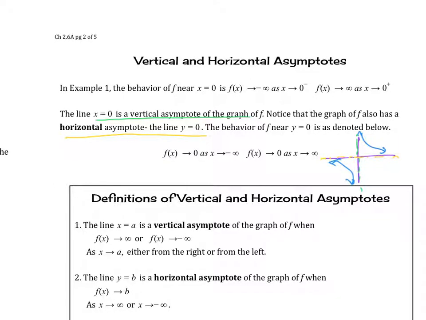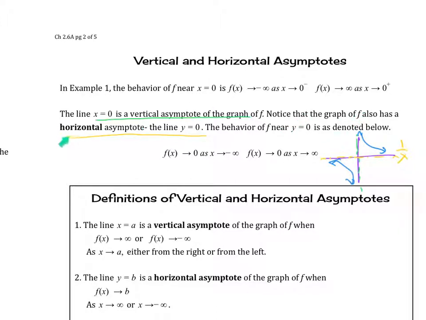Let's look at vertical and horizontal asymptotes. So in this example 1, we had 1 over x. In this example, the behavior of f near x equals 0 is the y values approach negative infinity as x approaches 0 from the left side. And then from the right side, the y values approach positive infinity as x approaches 0 from the right side. The line x equals 0 is a vertical asymptote of the graph.